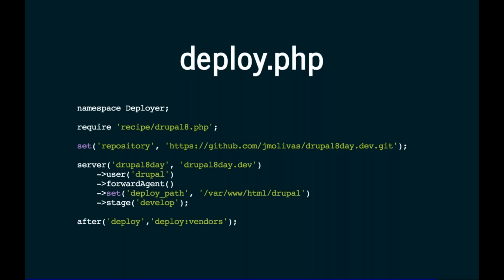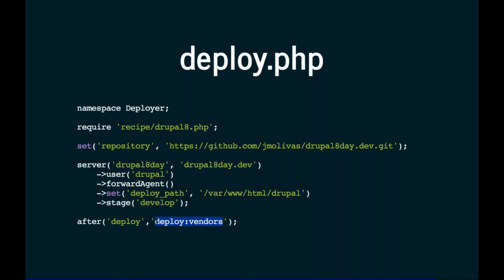And I'm setting the deploy path. So I'm just giving this specific path, the path on my server where this will deploy. And I can tell where the stage is, like develop or production or anything I want to call it. And finally, what I'm saying here is, after the deploy task finishes, make sure you run deploy vendors. So this will be running Composer install on the server.